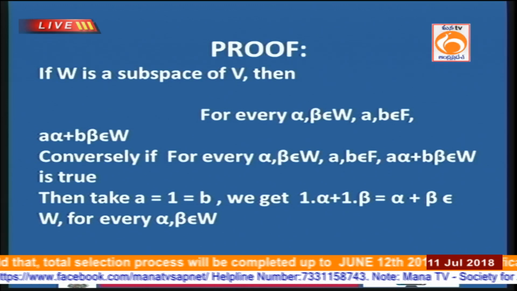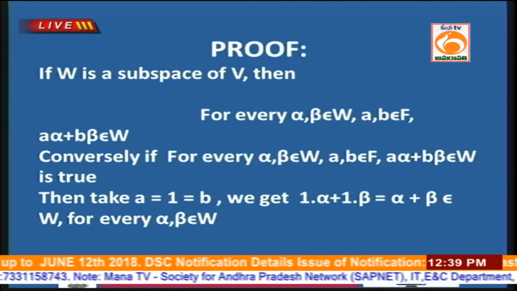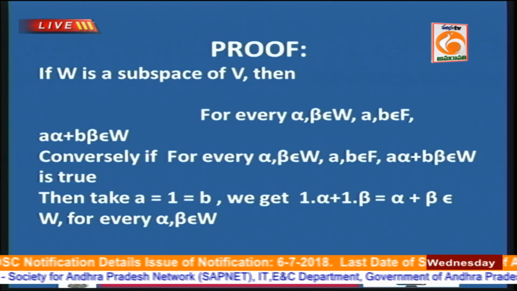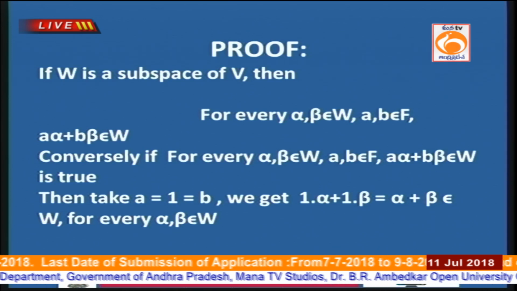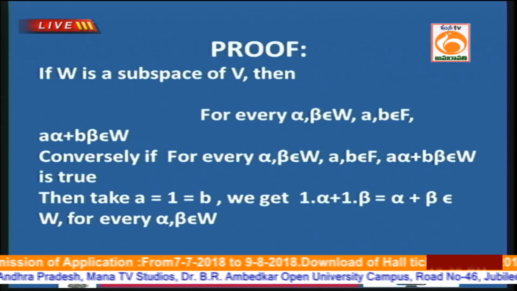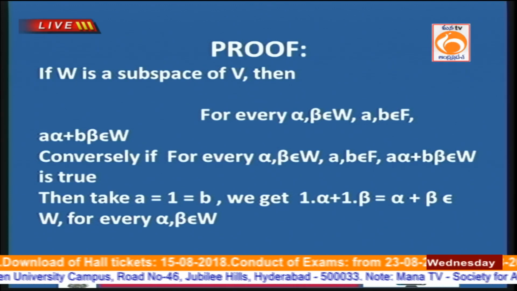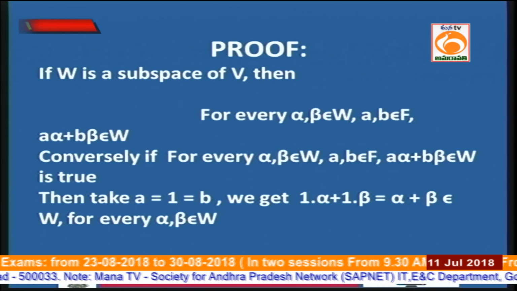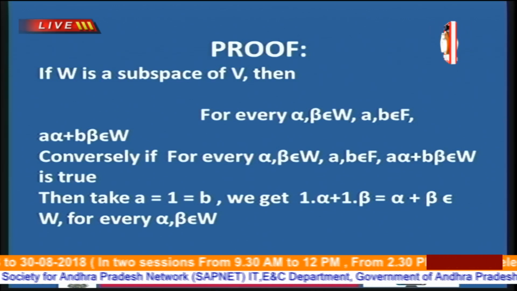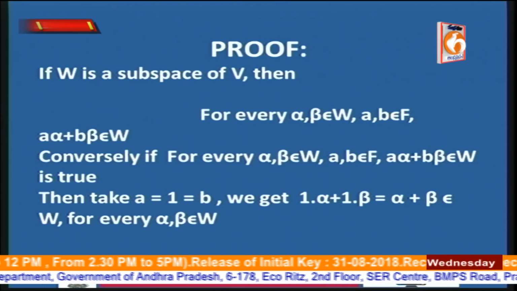Conversely, now we have to assume the condition is true. So conversely, assume that for every alpha, beta belonging to W and a, b belonging to F, a alpha plus b beta belongs to W is true. Now what do we have to prove? W is a subspace of V. To ensure that W is a subspace of V, by definition we have to show that W over F is a vector space.